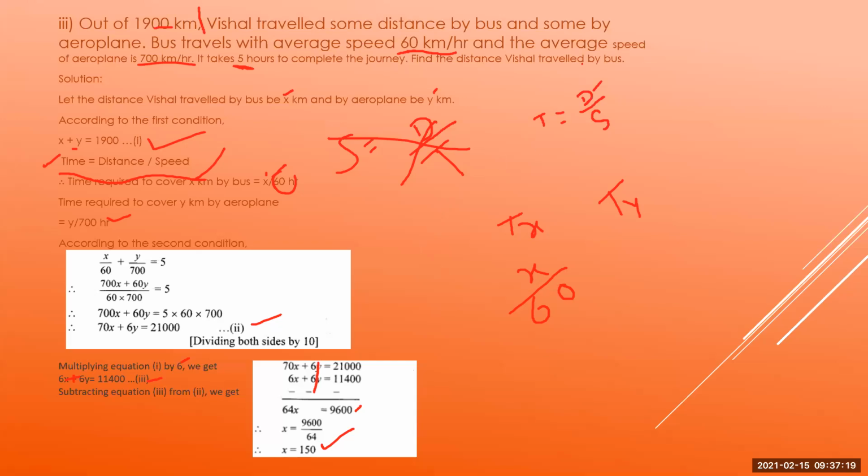Then the time required by y, that is ty, the time required by aeroplane, is y upon the speed, 700. So y by 700 is the time for aeroplane, and the total time is given to us. Look here, it takes 5 hours to complete the total journey. So the total time has been added here: tx plus ty is equal to 5 hours. So this is x by 60 plus y by 700 is equal to 5. And after simplifying, we have got this second equation.